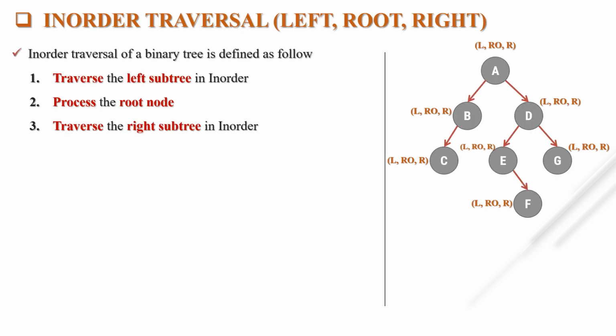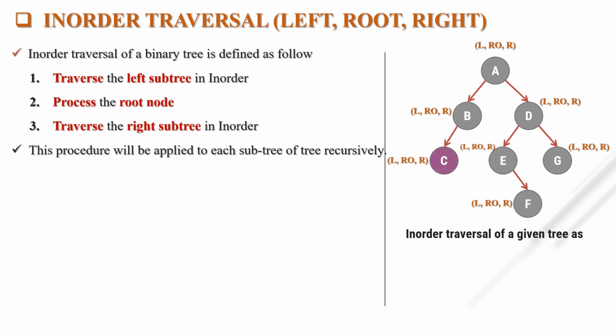So the next traversal is Inorder Traversal. In Inorder Traversal, the root node is at the center. First we have to traverse the left subtree, then we have to process the root node, and then we have to traverse the right subtree. Whenever we process the root node, that will be our answer.